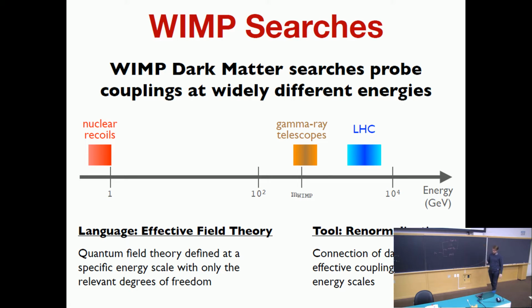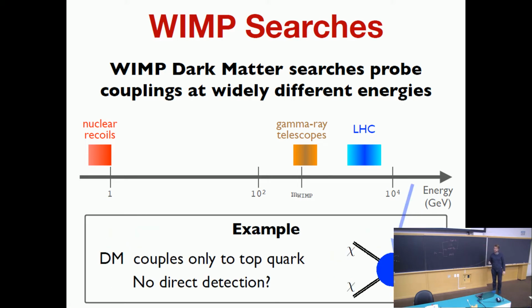Okay? So within this language now, let's go back to the original motivation. Imagine you have a theory that at high scale couples the dark matter only to the top quark. Okay? There are theories of top-philic dark matter. The other one was leptophilic. I'm saying the top just because you don't expect a significant rate in the direct detection experiment because there is no top in the nucleus. Now, this is a statement that you make at high scale, where you write down the theory.